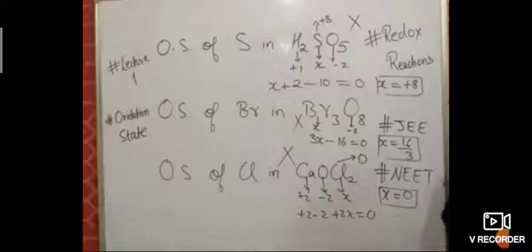Suppose A plus B is combined, it will give a product as a reduced product of A and an oxidized product of B. So A is reduced to the reduced product of A and B is oxidized to the oxidized product of B.